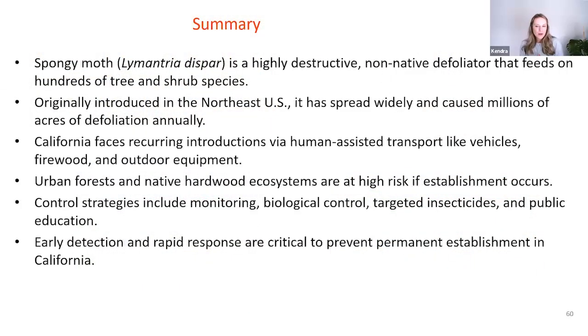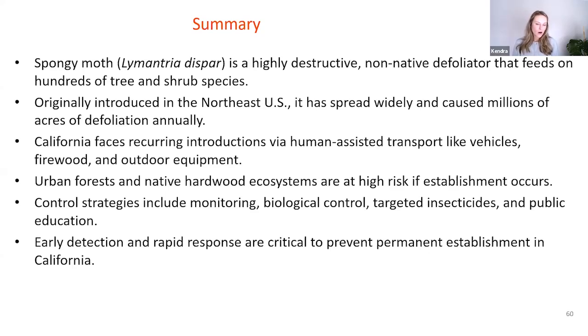All right, summary before we finish up. Spongy moth, previously called gypsy moth, Lymantria dispar, is a highly destructive non-native defoliator that feeds on hundreds of tree and shrub species. It was originally introduced to the Northeast US and has spread widely and caused millions of acres of defoliation annually. California faces recurring introductions via human-assisted transport, like vehicles, firewood, and even outdoor equipment.